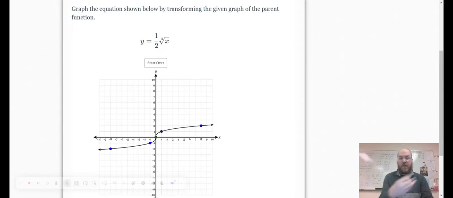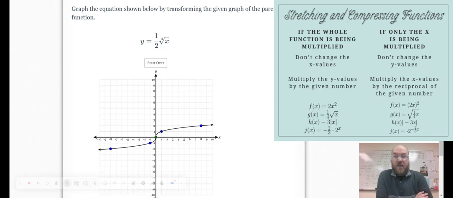So a rule, and I'm going to throw it up on the screen here. If the entire function is being multiplied by a value, you don't change the x values at all. You just multiply the y values by that number. So what I mean by that is, let's look at this point (8, 2) here. Don't change the 8. 8 is the x value. We're not going to change the 8. But we are going to change the 2. We're going to multiply the 2 by 1/2. So that's going to move this dot from (8, 2) down to (8, 1).